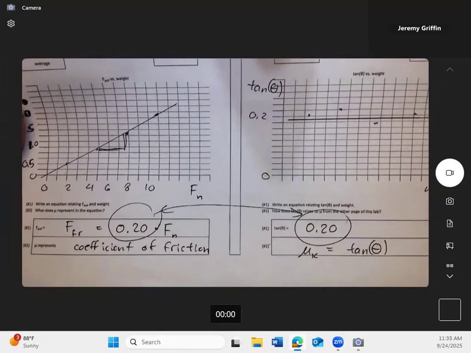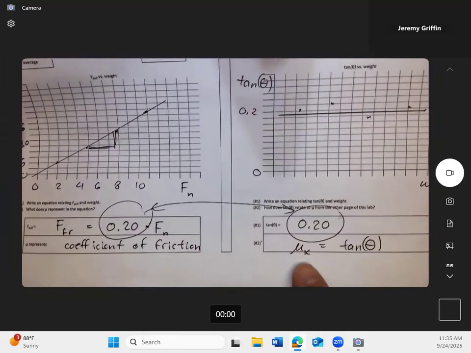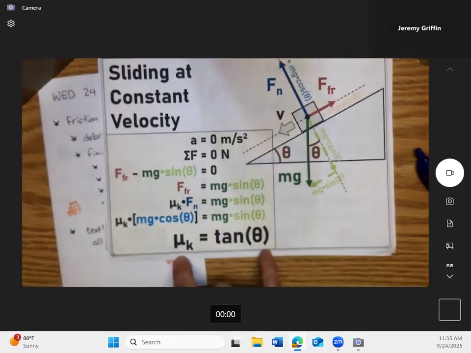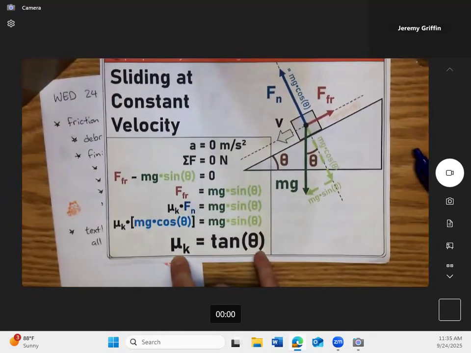What is the bottom box thing? It says coefficient of friction mu sub k is tan theta, which is exactly what this is. This is the bottom box. It's the same thing.